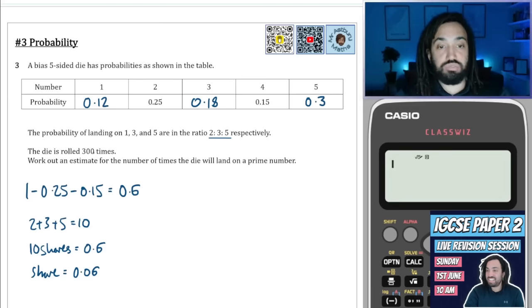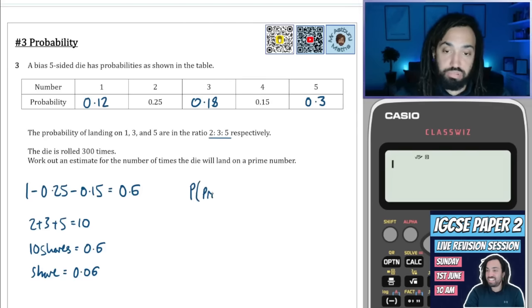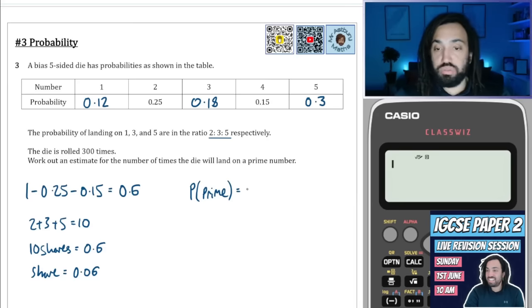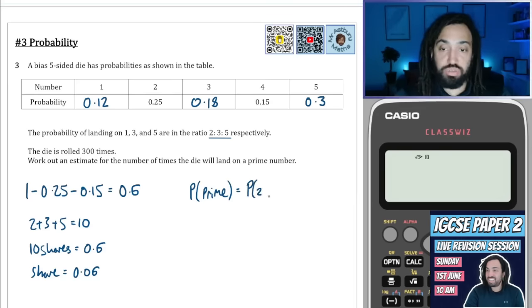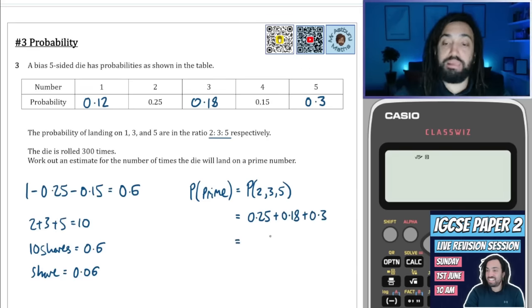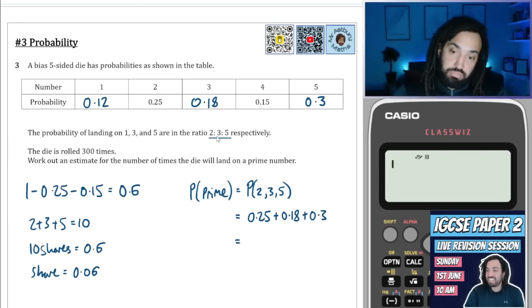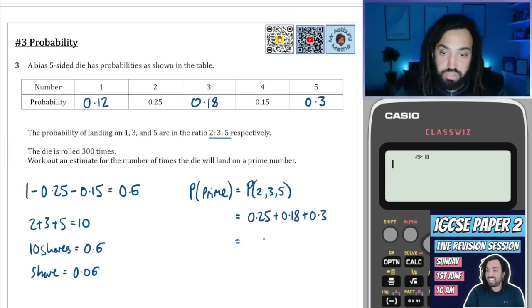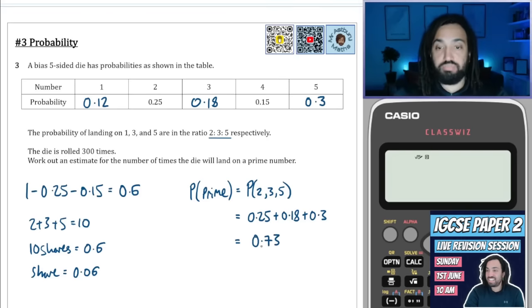Okay, great. Now it says the die is rolled 300 times, work out the estimate for the number of times the die will land on a prime number. Well, the probability of a prime is equal to the probability of getting a 2 or a 3 or a 5. So that's 0.25 for the 2 plus 0.18 for the 3 plus 0.3 for the 5. Add those together and we get 0.73.